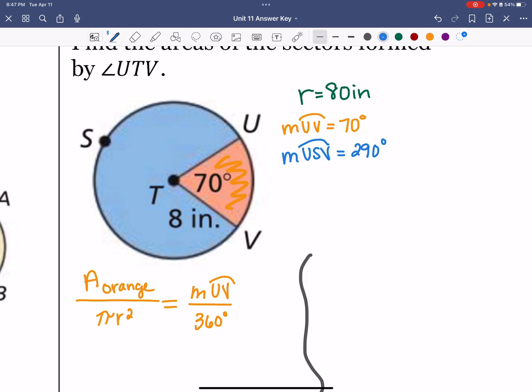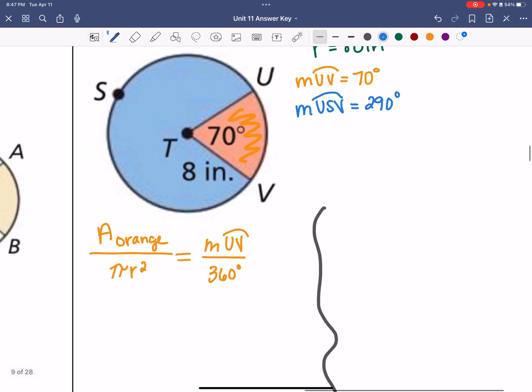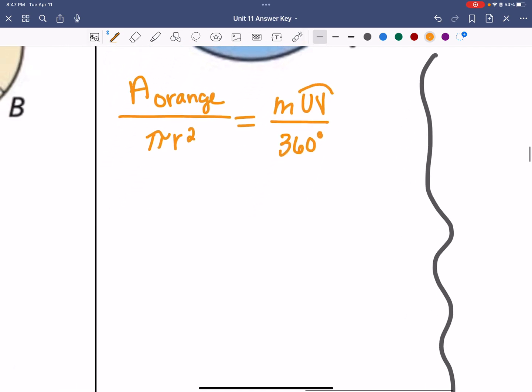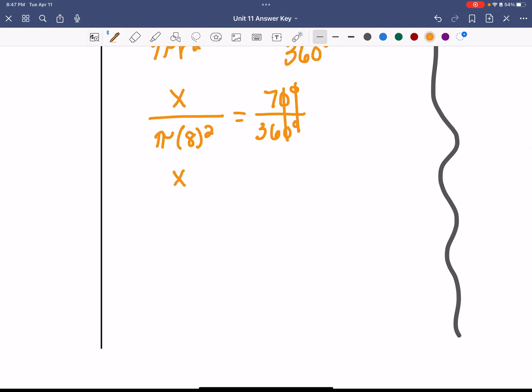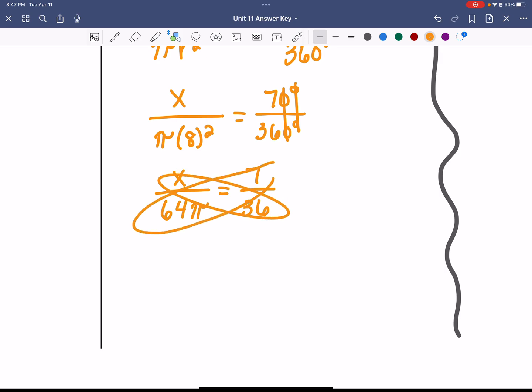So that gives me a lot of the information I need to know. I'm going to continue with the orange. I'm going to say that the area of the orange is x. We're going to put that over pi times 8 squared, and that's going to equal my arc measure of the orange, which we said was 70 degrees over 360 degrees. This reduces on the right side to 7 over 36. I can't really reduce that anymore, so I'm going to have x over 64 pi is equal to 7 over 36. I'm going to go ahead and cross multiply here.